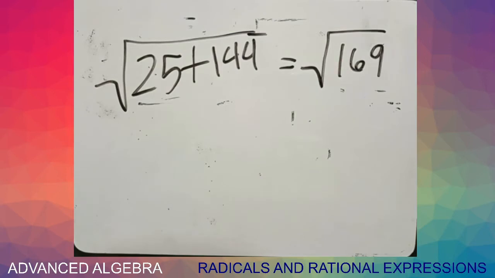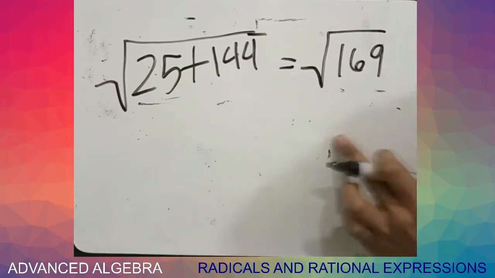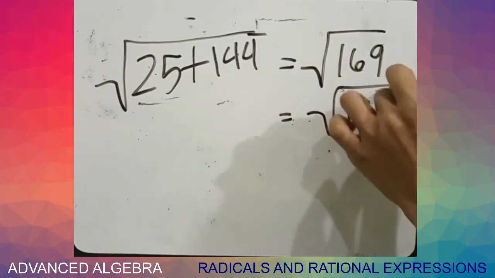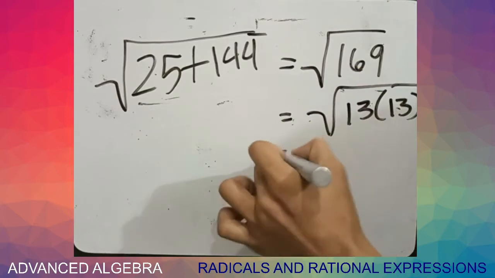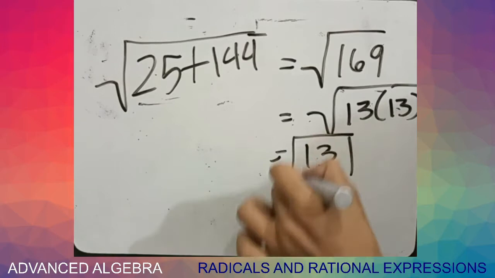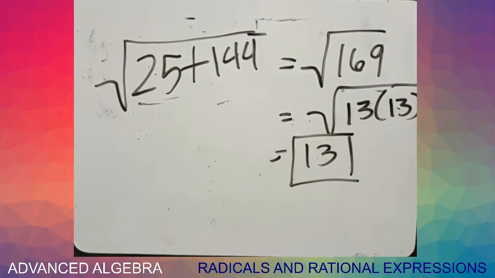Okay? So, what do you think? Si 169 ba, perfect square root siya? So, ano kaya yung number na kapag minultiply mo sa kanyang sarili, ang sagot ay 169? Okay. So, the possible answer is 13 times 13. Okay? So, the principal square root is 13. So, ito na yung sagot dun sa ating square root of 25 plus 144.